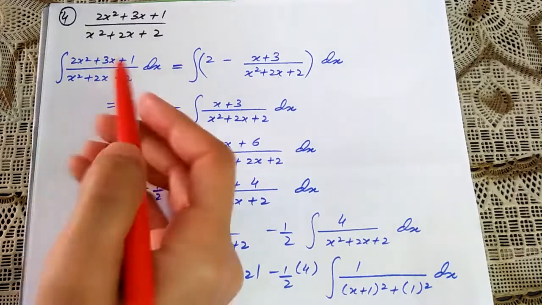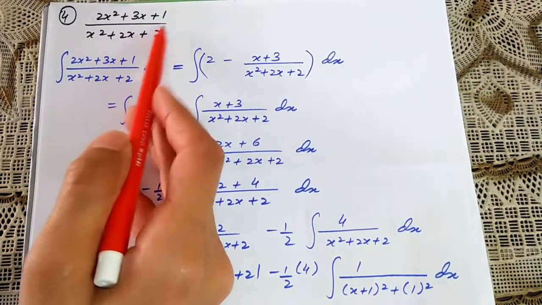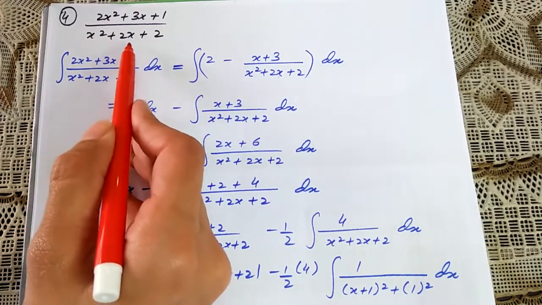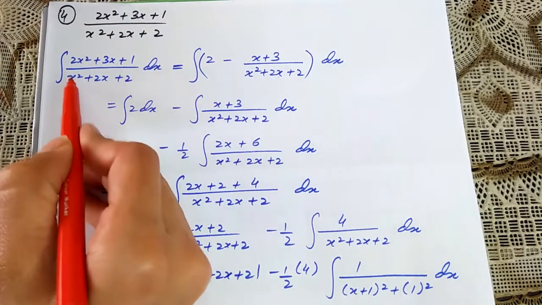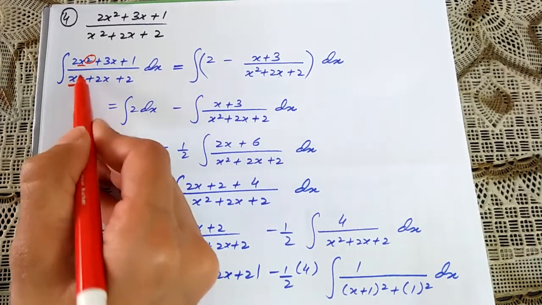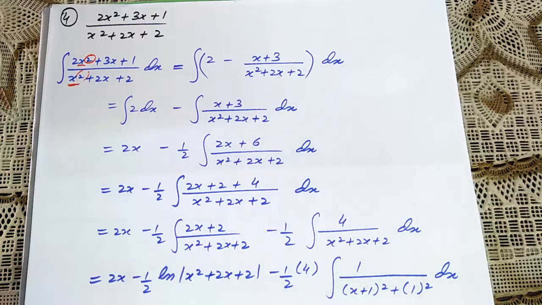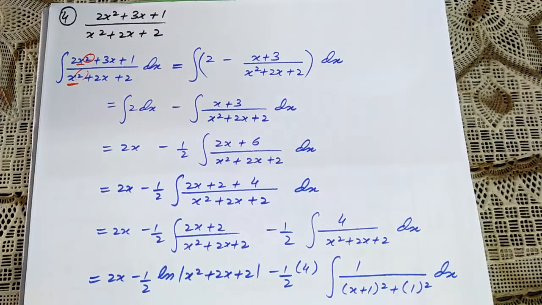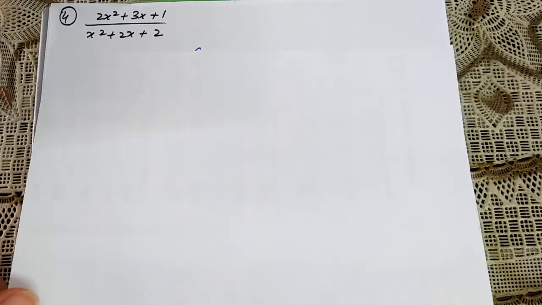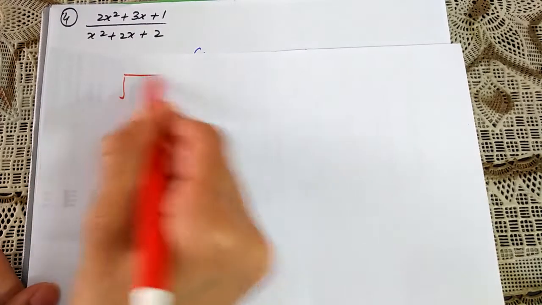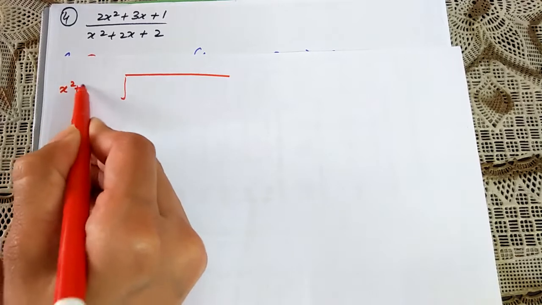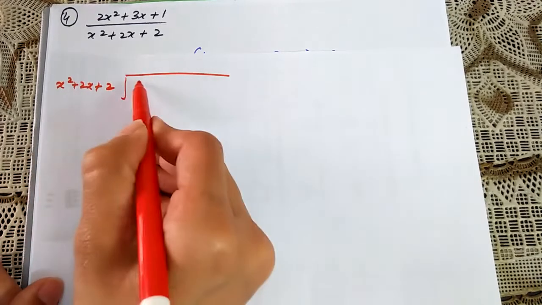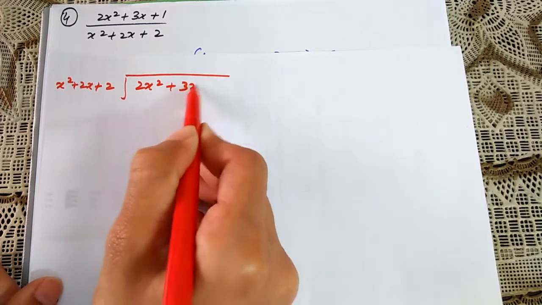Question number 4. Integrate 2x square plus 3x plus 1 divided by x square plus 2x plus 2. Now, I know that this is an improper fraction because both have the same power. So just divide it. And how you are going to divide it, I already told you many times in some other questions of the integration, what is the method of division.